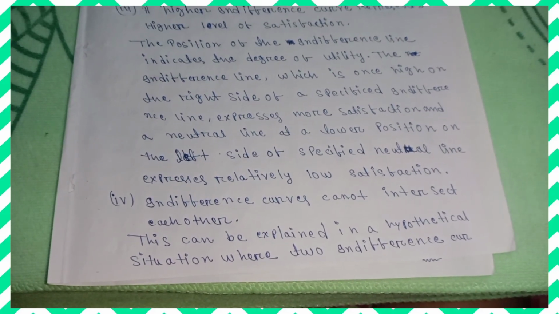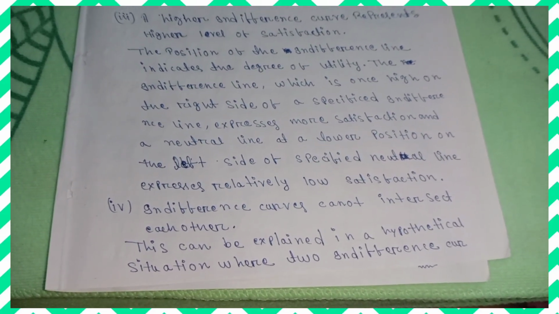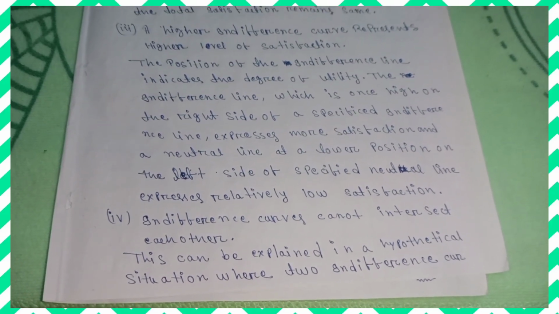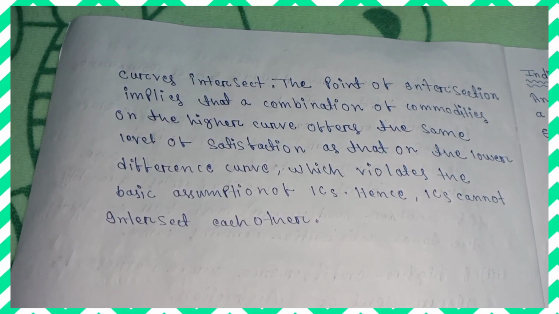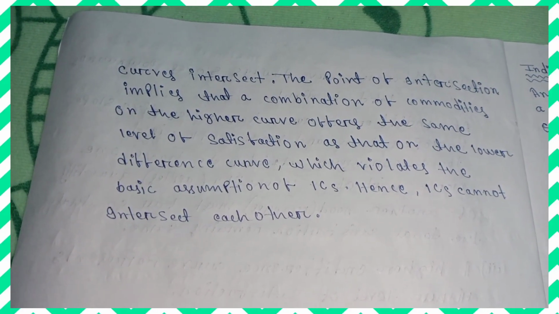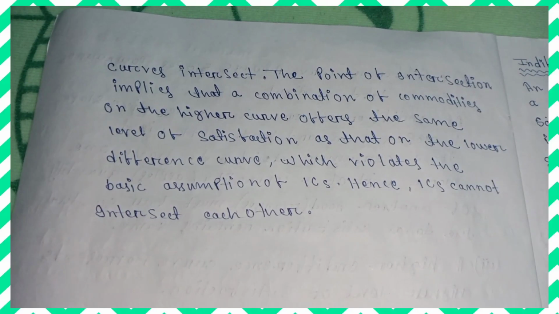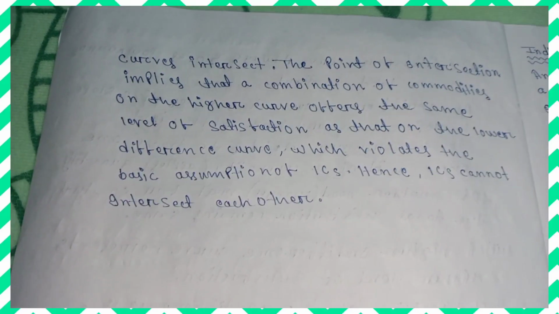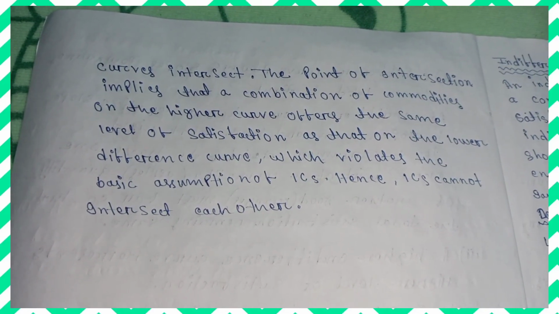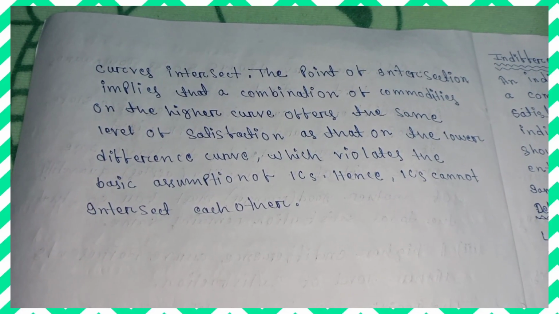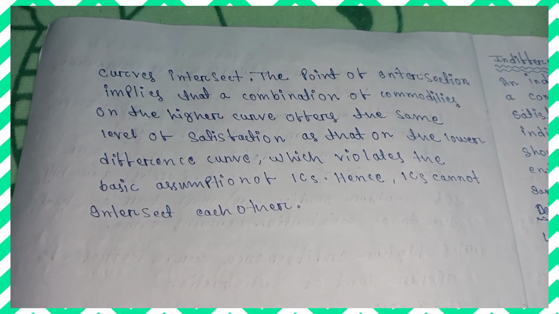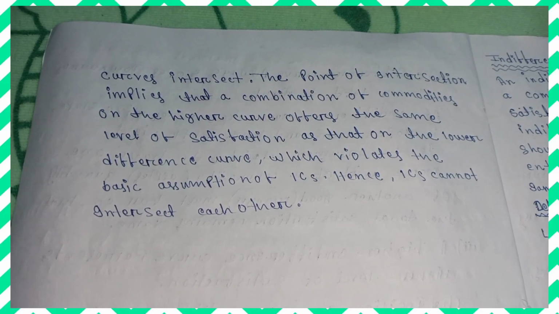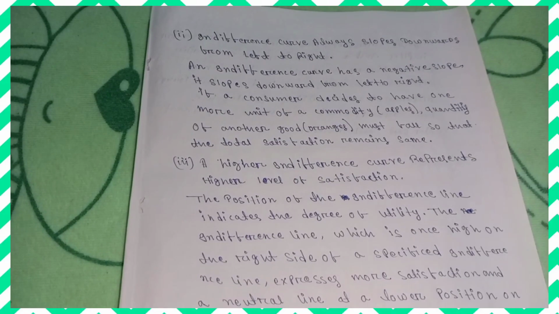Fourth characteristics हो गया, indifference curves cannot intersect each other. This can be explained in a hypothetical situation where two indifference curves intersect. The point of intersection implies that a combination of commodities on the higher curve offers the same level of satisfaction as that on the lower indifference curve, which violates the basic assumption. Hence, ICs cannot intersect each other.